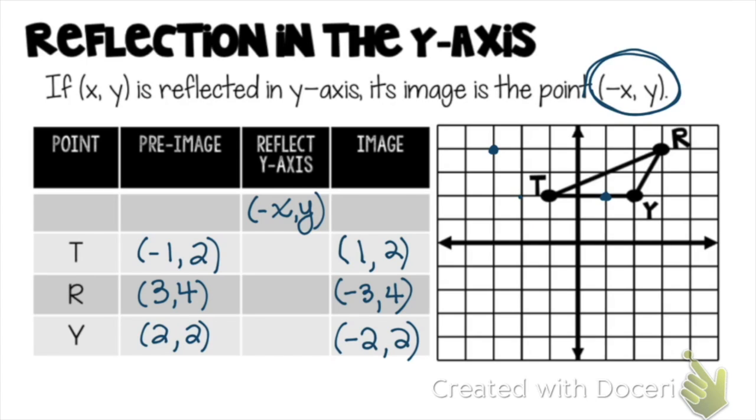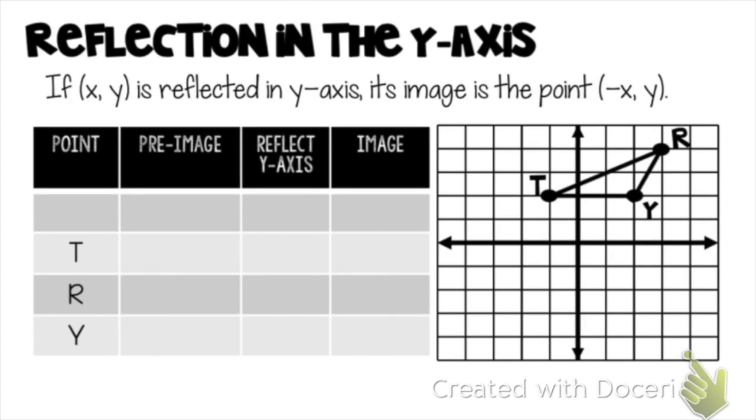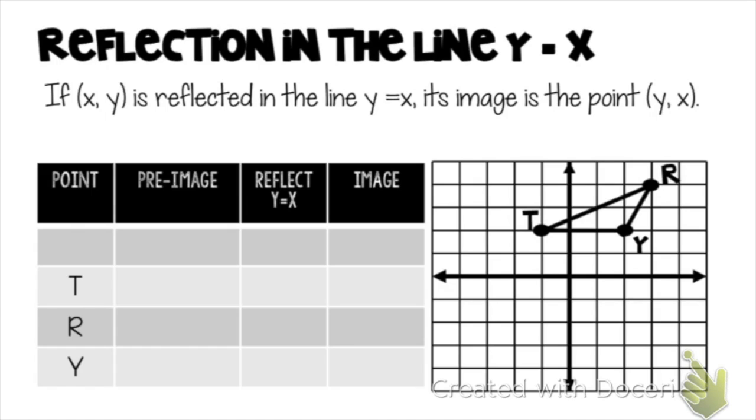We were doing good with those little points until right there. It didn't want to draw that one. And when we connect and sketch in that new triangle, we see that it's just flipped straight across the y-axis. So reflections across the x and the y-axis are the ones that you're going to see most commonly.